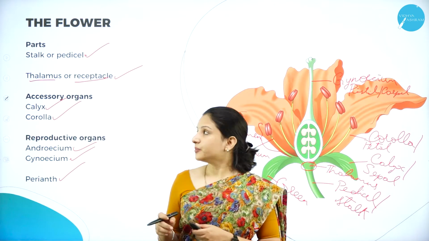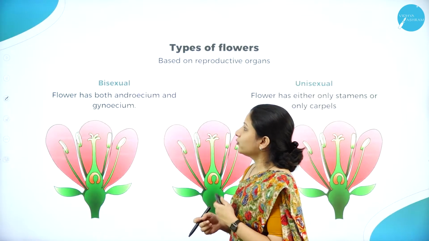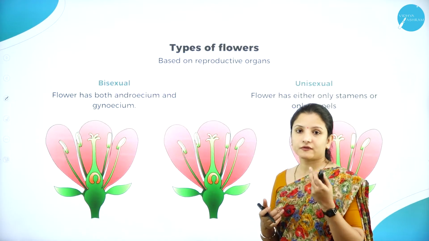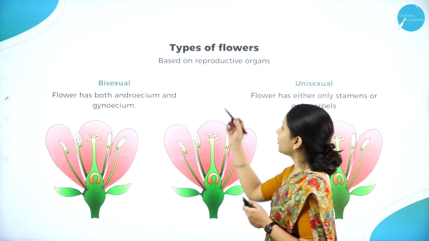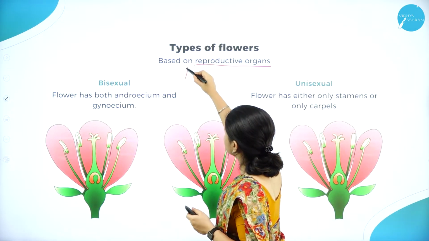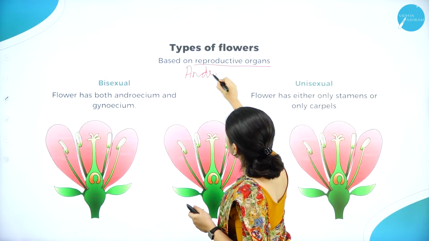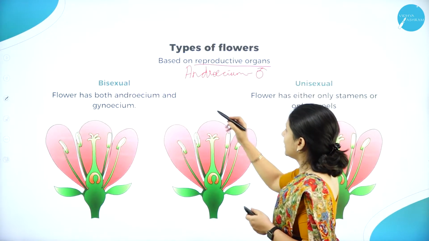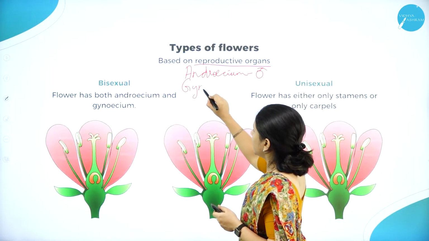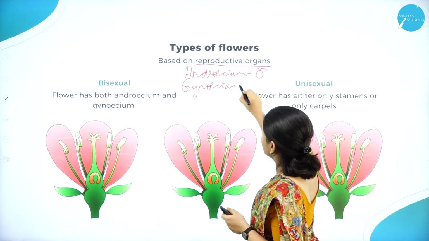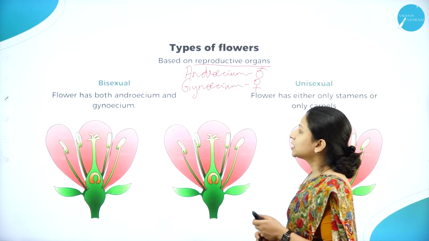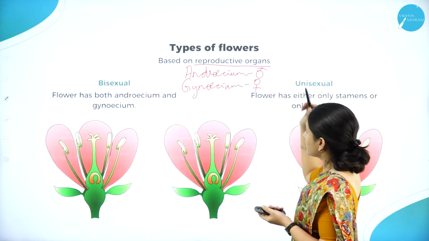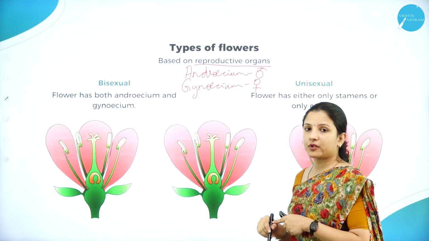So next, after completing the different parts of the flower, we shall study now, based on the reproductive organs, how many types of flowers there are. What are the reproductive organs that I told you? The reproductive organ is the andrecium. So andrecium is the male reproductive organ, and then comes the gynoecium. So gynoecium is the female reproductive organ.